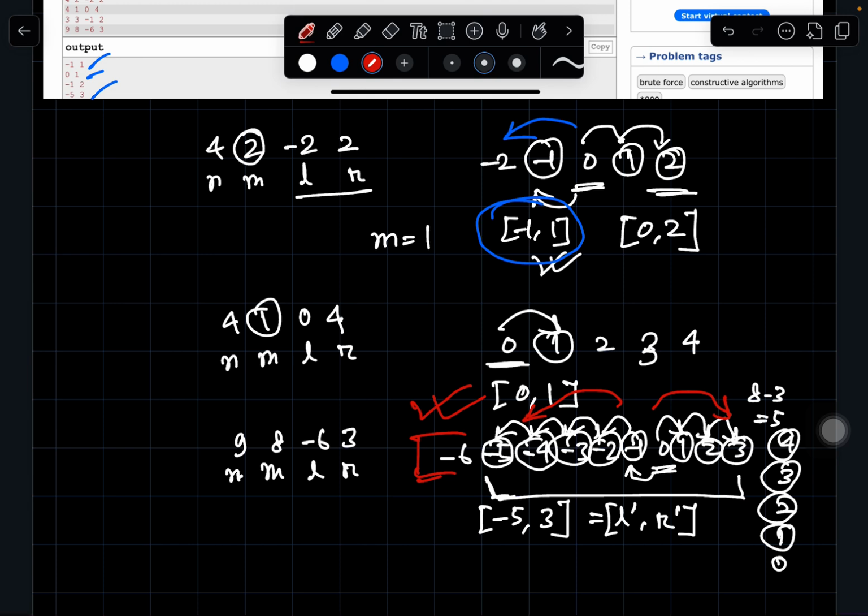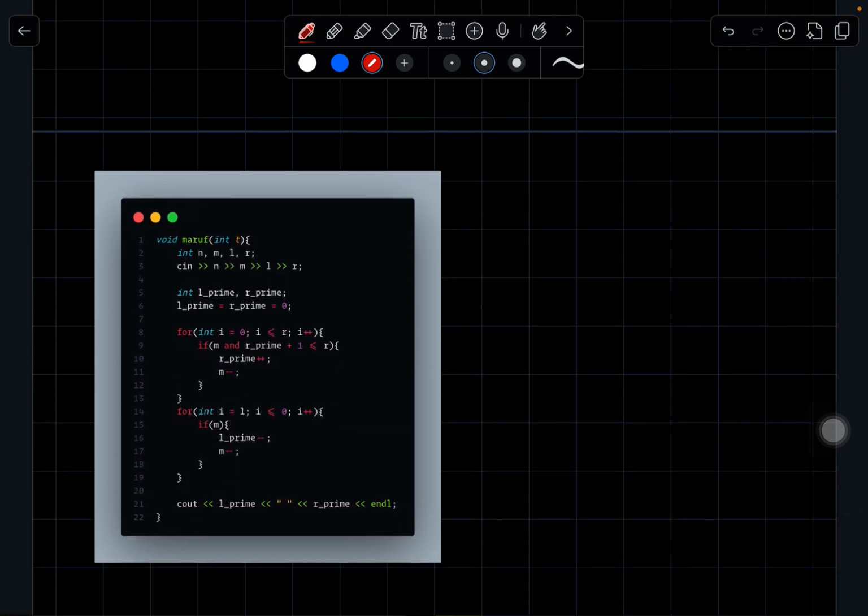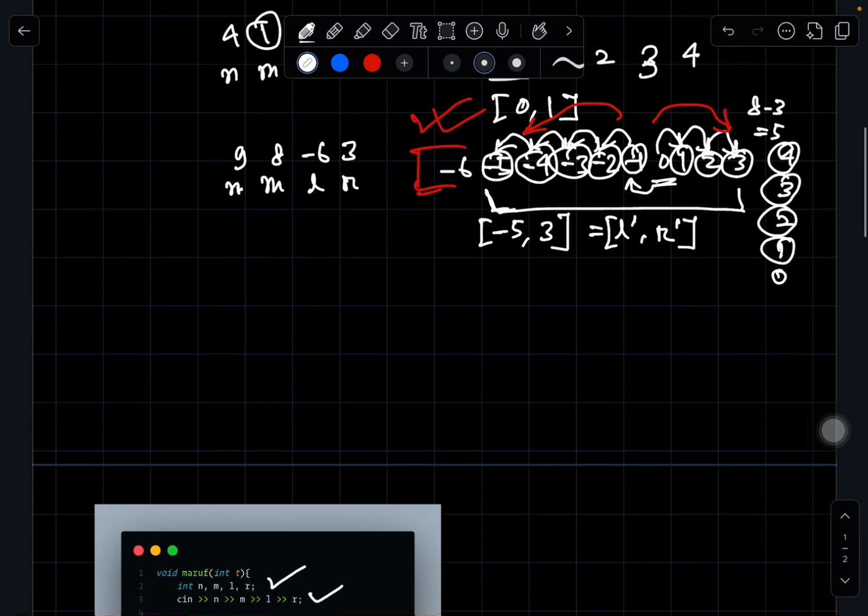So what I can do, if I directly jump to the solution, at first I take input of n m l r. So those are the input values. So this part is done. So let's initialize two variables, L prime and R prime. The initial value of those is equal to 0. So this part is done. So let's write a for loop, which starts from i is equal to 0 and i is less than or equal to R, then i plus plus. Basically I will go through the right part.